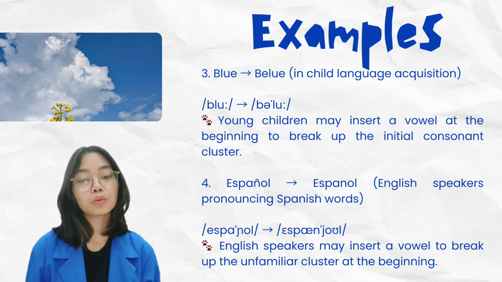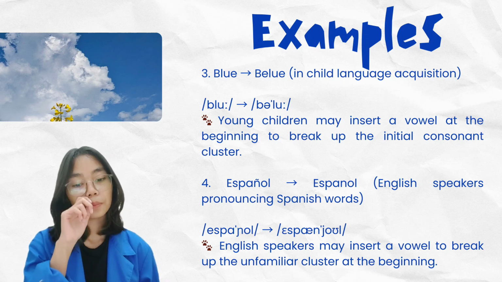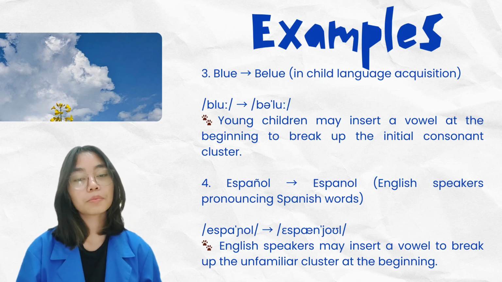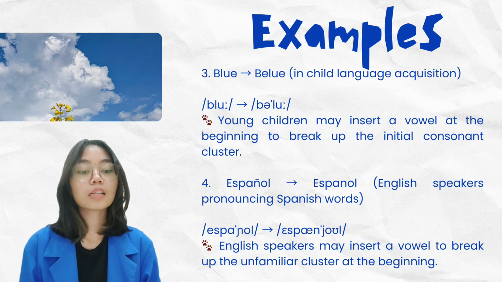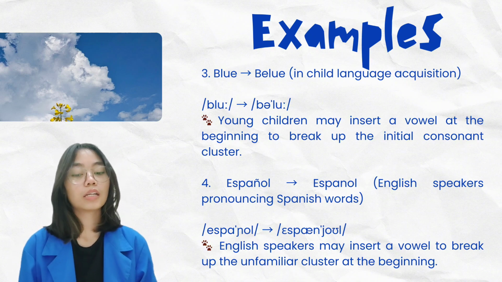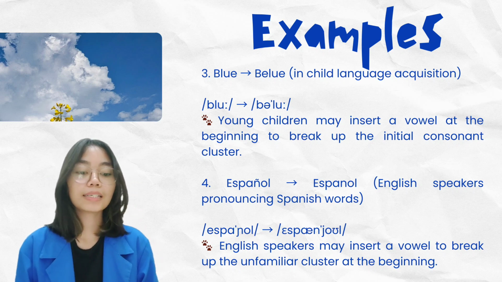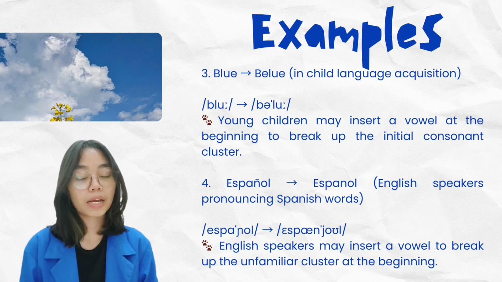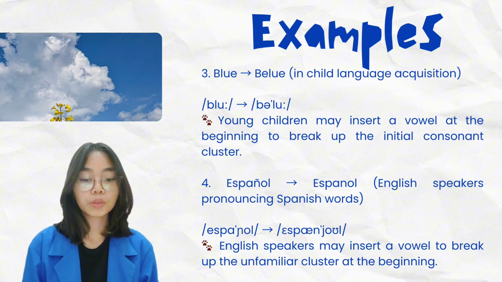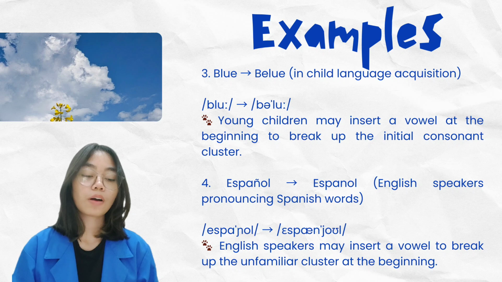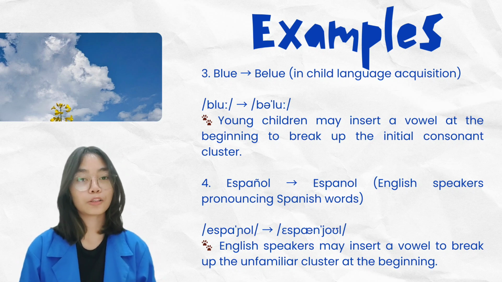Number 3, blue becomes belue in child language acquisition. Young children may insert a vowel to break up the initial consonant cluster. Number 4, Español becomes Espanol, English speakers pronouncing a Spanish word. English speakers may insert a vowel to break up the unfamiliar cluster at the beginning.